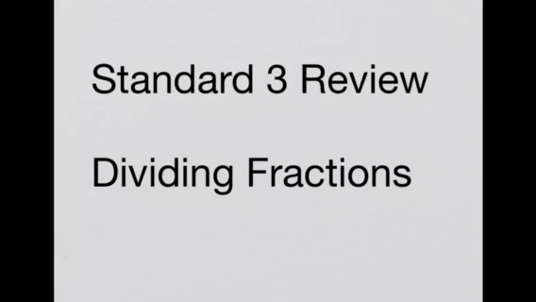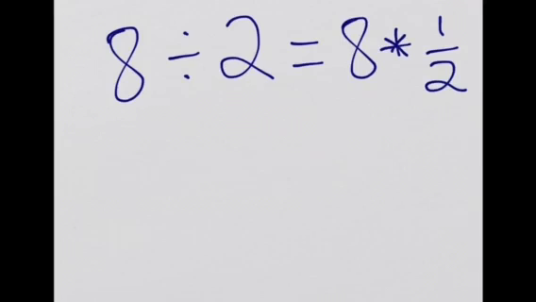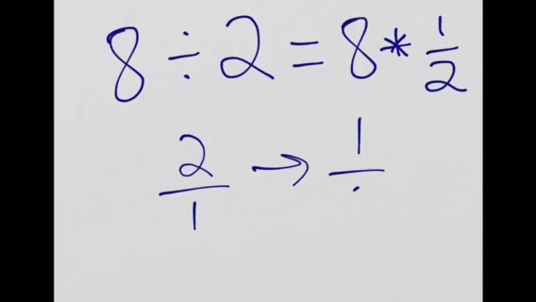The next concept is dividing fractions. Not quite as easy as multiplying, but the steps are very similar. A general truth in math is that when you divide by a number, like 8 divided by 2, that is equivalent to multiplying by the reciprocal. So 2 over 1 becomes 1 over 2. That's the reciprocal. Divide by one, multiply by the other, it's the same thing. In both cases, we get 4.